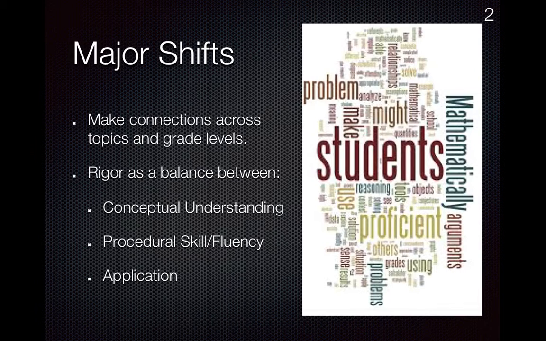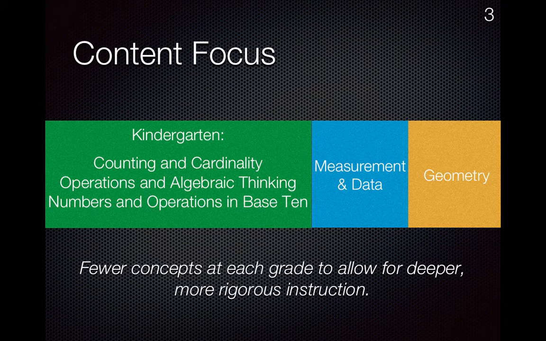And then we're looking at rigor. And that's a big buzzword right now. And as it relates to Common Core math, rigor is a balance between conceptual understanding, that's understanding the how and the why, and procedural skill and fluency. That was the focus when we were being taught. And application. What is the real world use for this learning? So in the rigor, we definitely are keeping procedural skills, but that's not the focus anymore. They need to understand the how and the why and how to apply it to real life. That is the focus. So let's look at the content now.